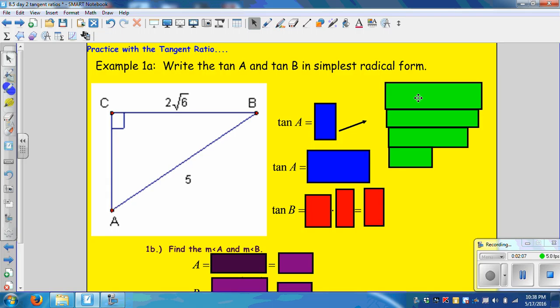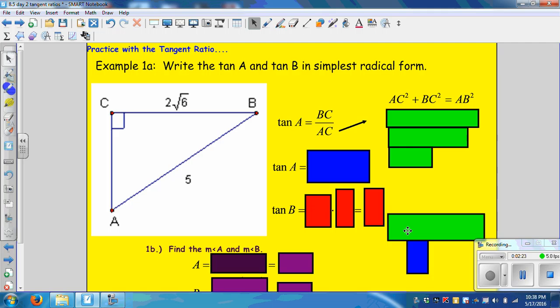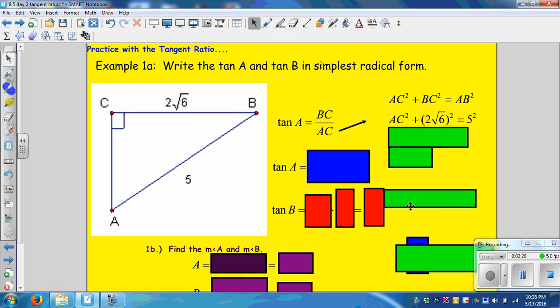So tangent of A is going to be opposite over adjacent, which is BC over AC. But we don't know the value of AC, so we're going to have to calculate it using the Pythagorean theorem. So this is the three sides of the right triangle. The unknown is AC. You're going to square 2 radical 6, all squared, for BC squared. So you're squaring the 2, and you're also squaring the radical 6, and then you have 5 squared on the right-hand side.